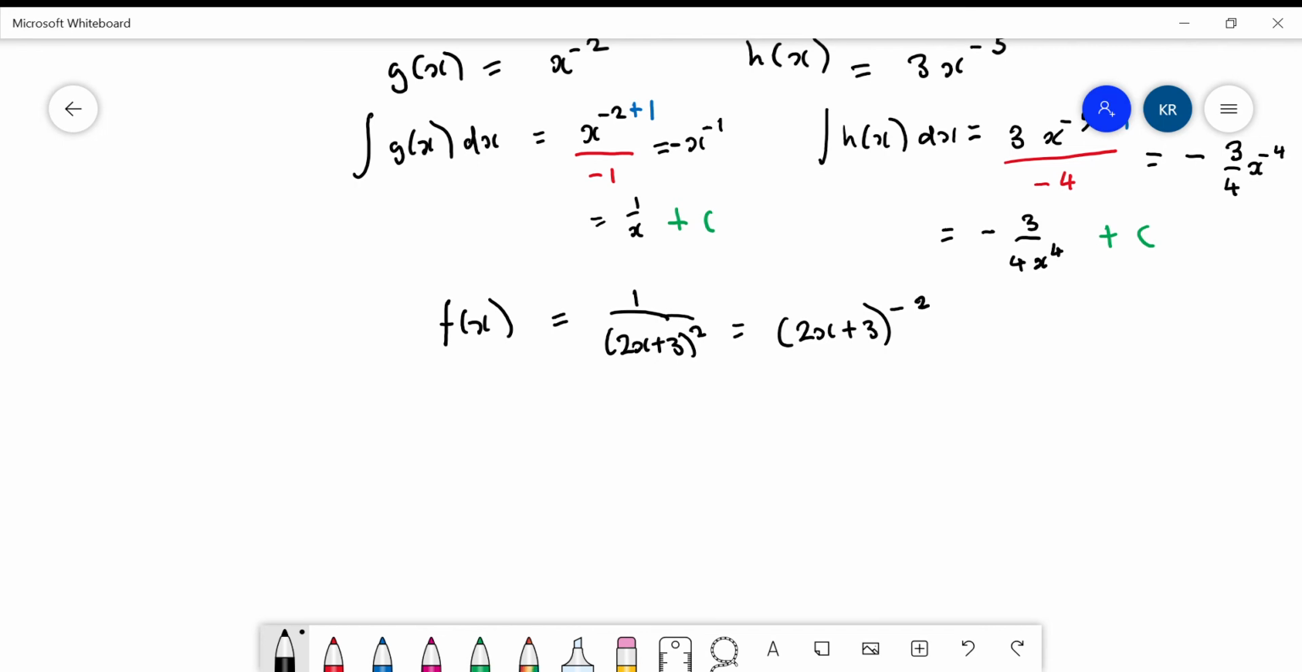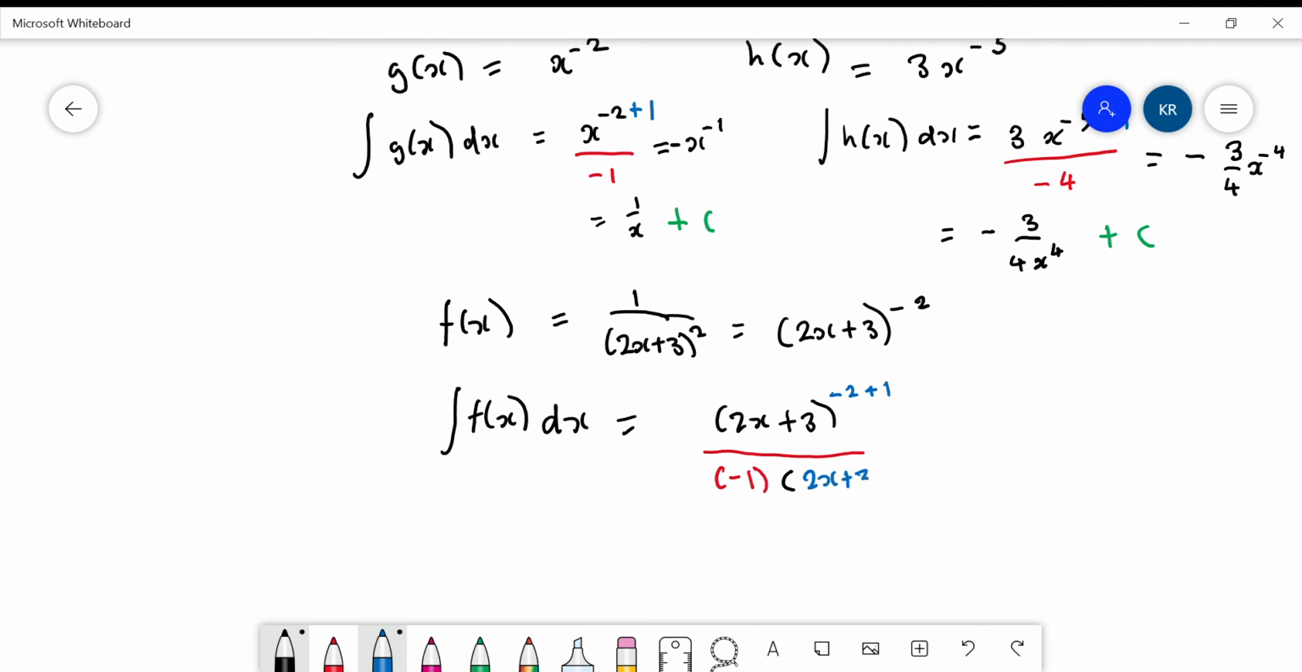So the first thing which we do is, the integral of f of x becomes, so you have 2x plus 3 here. So you add 1 to the power, so you get minus 2 plus 1. Then you divide by the new power, which is minus 2 plus 1, which is minus 1. So you have minus 1 here. And then since it's a function like this, you have to divide by the derivative. So you differentiate what is between the brackets.